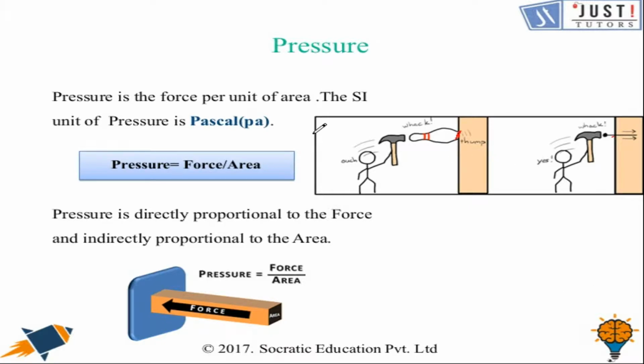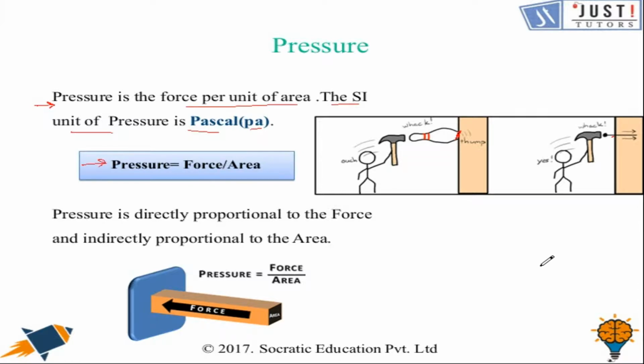So, we can say pressure is force per unit of area. The SI unit of pressure is Pascal, written as Pa. The formula for pressure is force over area. In this equation, force is the numerator and area is the denominator.